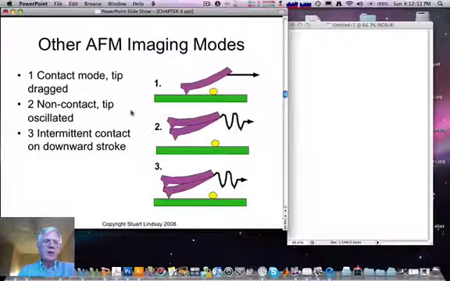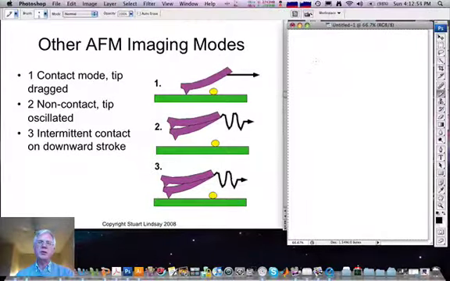We've described so far the contact mode of operation of the AFM, in which the probe is moved towards the surface until some constant desired deflection is achieved, and then scanned over it, maintaining that deflection. That's shown in panel 1. Early on in the history of AFM, non-contact mode was introduced by a group at IBM Zurich.